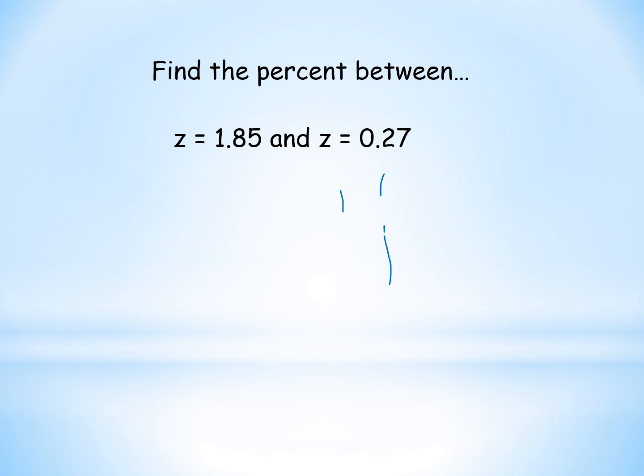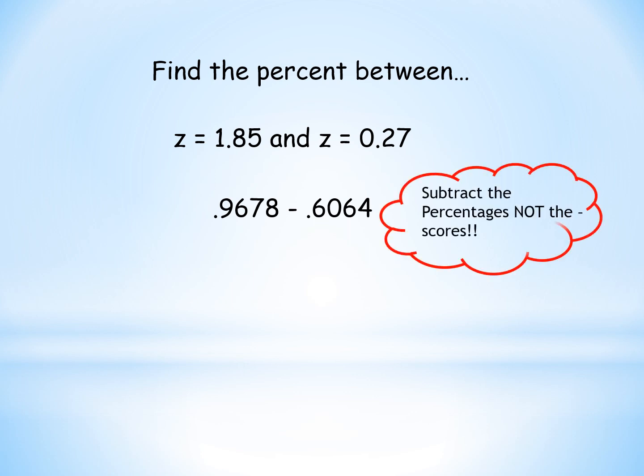So what you would do is go to your z-table, or your z-score table, and look up both of these percentages. If I look up 1.85, I'm going to get 0.9678. If I look up 0.27, I'm going to get 0.6064. I'm going to subtract the percentages. Make sure you always subtract the percentages. Don't subtract the x values. Don't subtract the z-scores. Always subtract the percentages. And that'll tell you that 36.14% will be between those 2 z-scores.